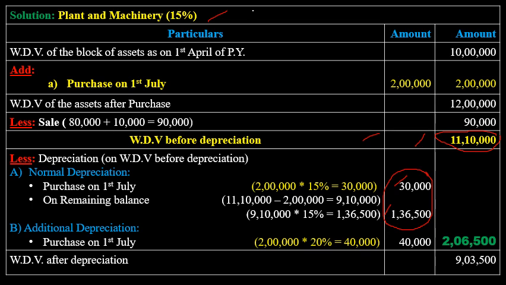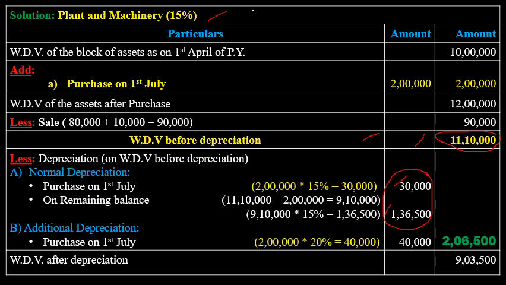So whenever there is less than 180 days, and whenever there is a half rate of depreciation, and whenever there is a limit for the depreciation, that is a very important value. Your total value for the depreciation should not cross that value at the time of calculation of depreciation. Next is the additional depreciation.